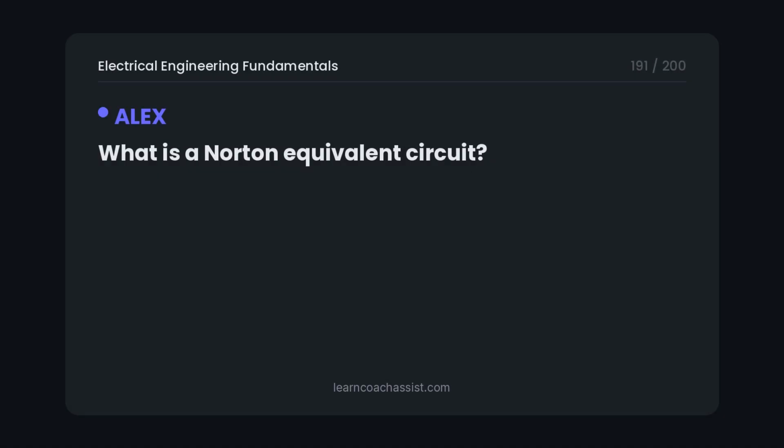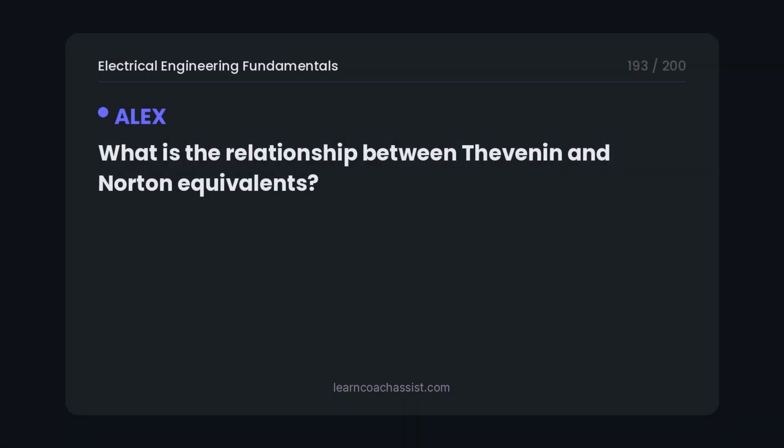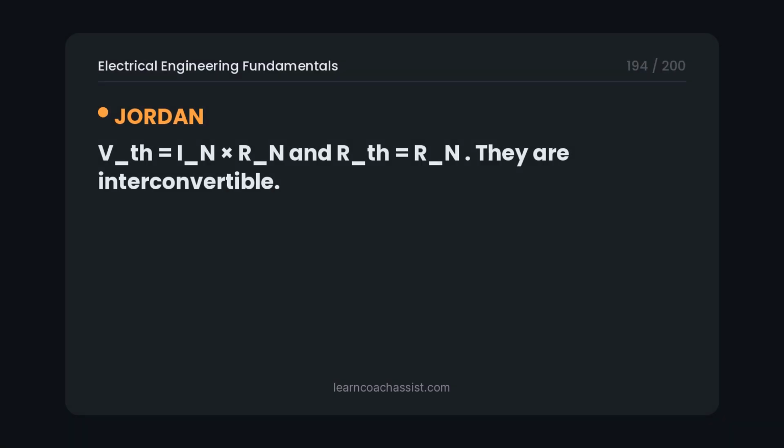What is a Norton equivalent circuit? Any linear circuit can be replaced by a single current source I_N in parallel with a resistance R_N. What is the relationship between Thevenin and Norton equivalence? V_Th equals I_N times R_N and R_Th equals R_N. They are interconvertible.